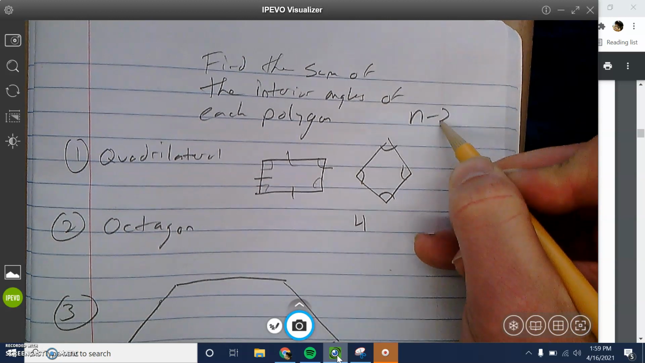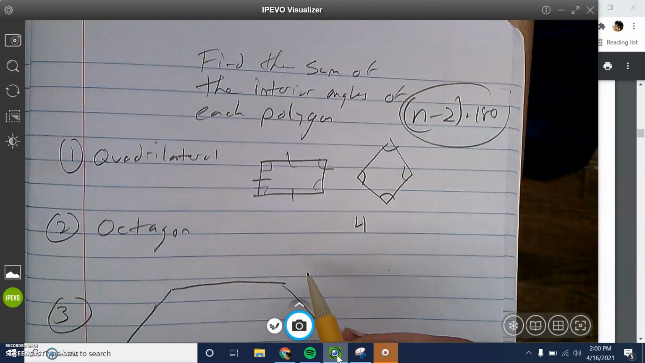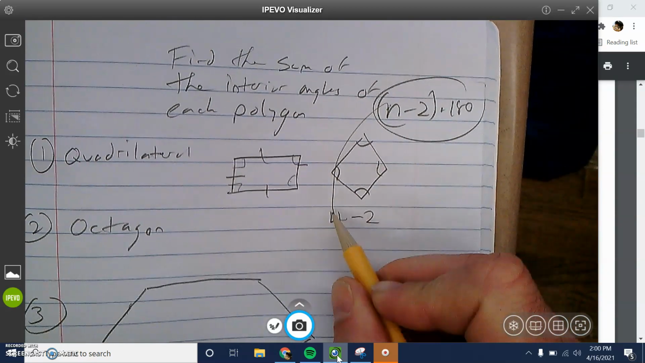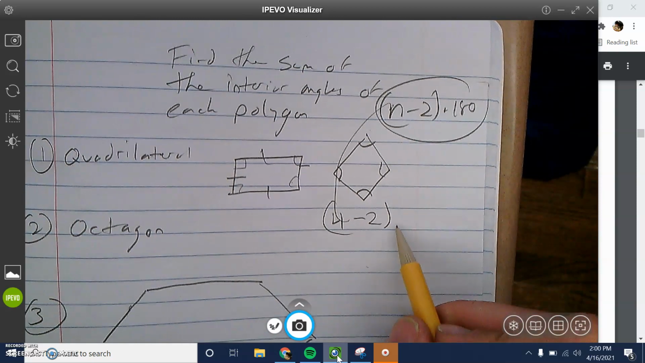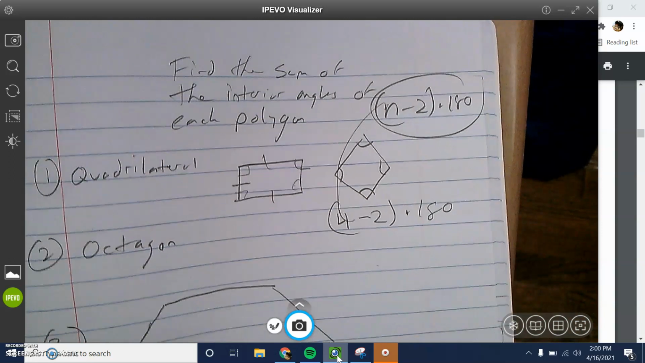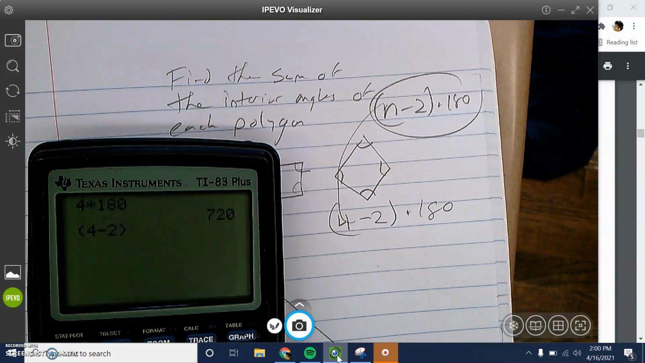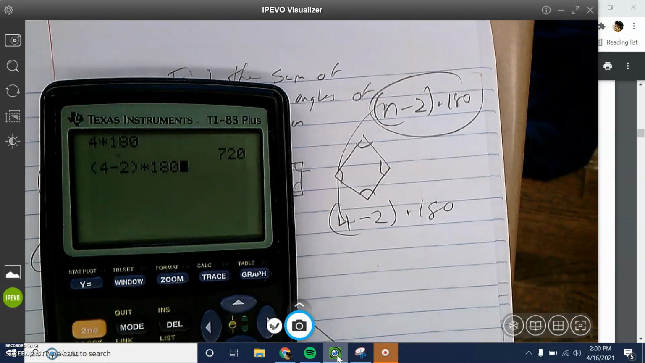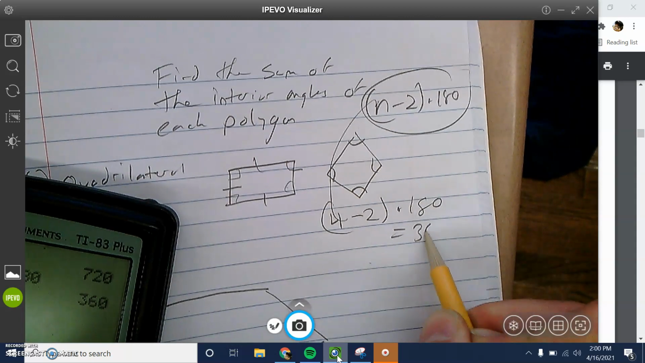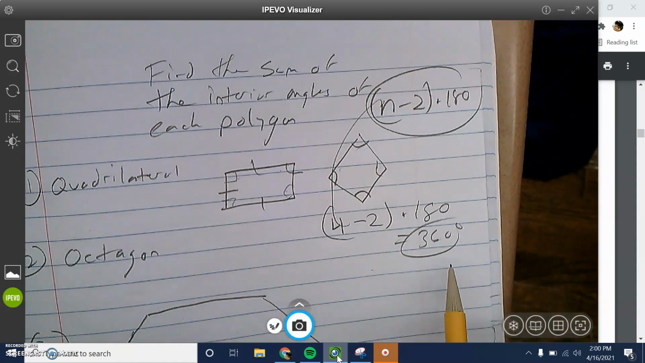So let's write the formula right here from last page. So 4 sides. So 4 becomes n. 4 minus 2 is 2 times 180. So I'm going to do 4 minus 2 times 180 on my calculator, and I got 360. There we go. Same thing as the chart, right? So all the angles inside a quadrilateral always equal 360.